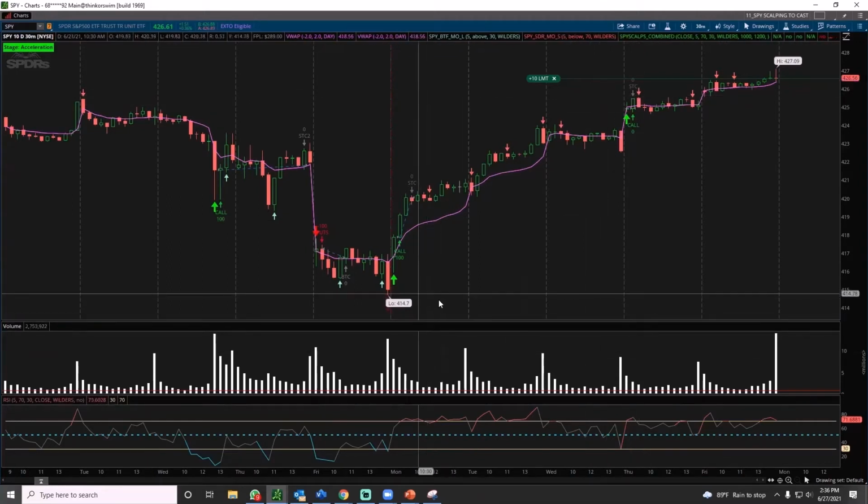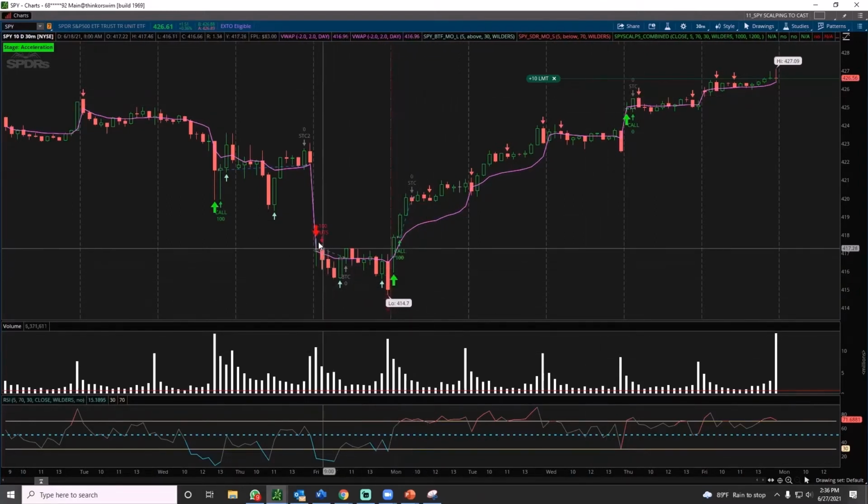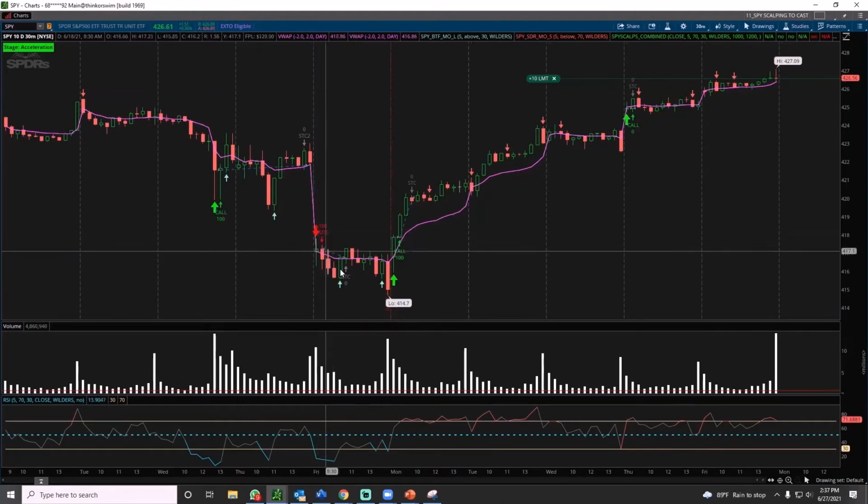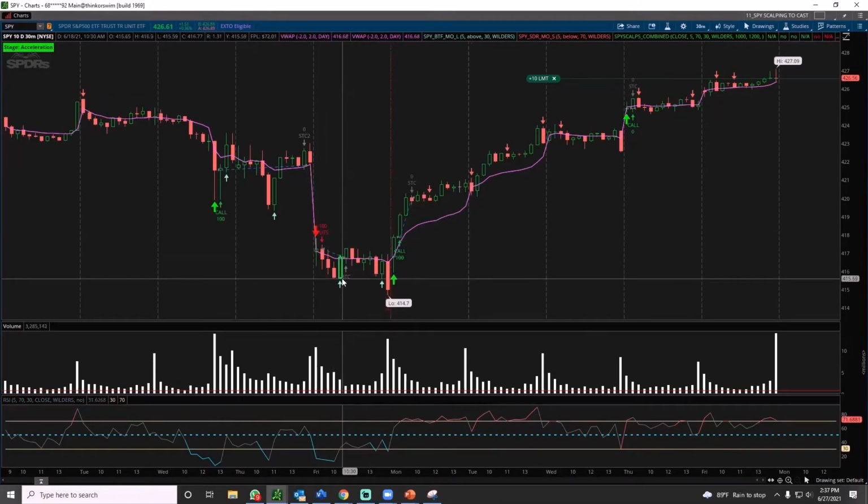So there are days when you don't see the upward arrow, you also see the downward arrow, which means that you should buy the money puts for SPY as well. 417 here, you exited somewhere here when the arrow changed. So that is the very first strategy.